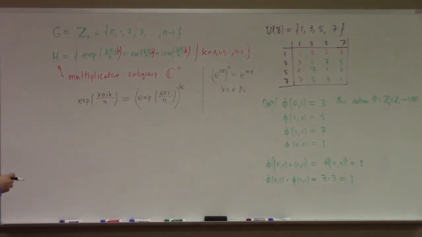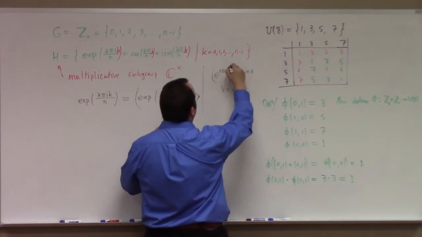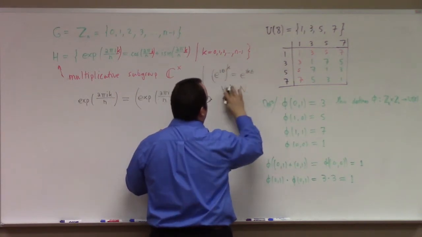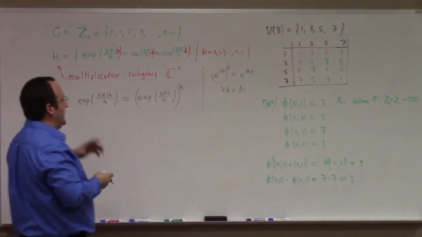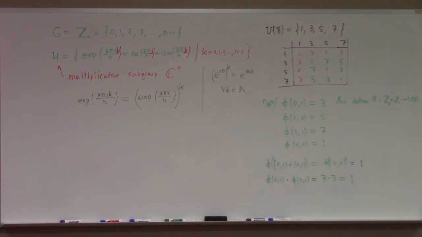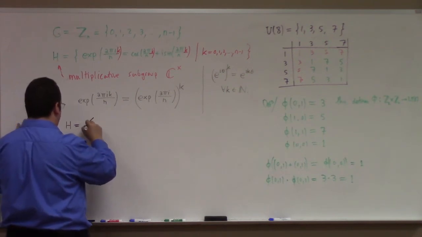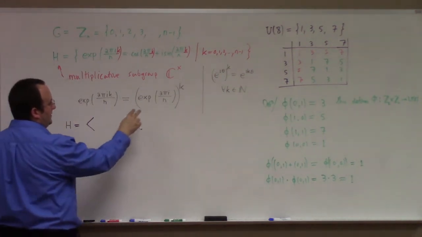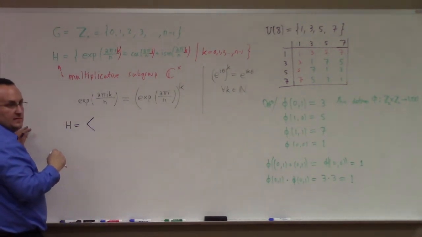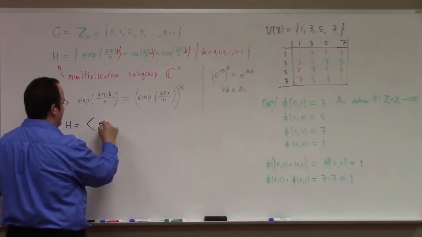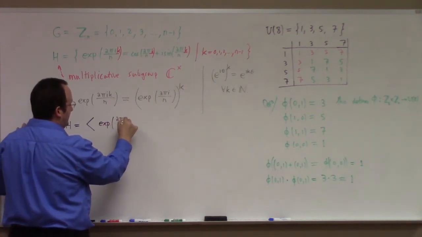So I'm just using this with theta equal to 2 pi over n. N, not n, k. Sorry, operator overloading. There, better. Theta equals 2 pi over n. This is de Moivre's theorem. Now, what does that show about H, this formula? It shows you H is what? It's formed by powers of this thing. So what you have is the cyclic group generated by the exponential of 2 pi i over n.